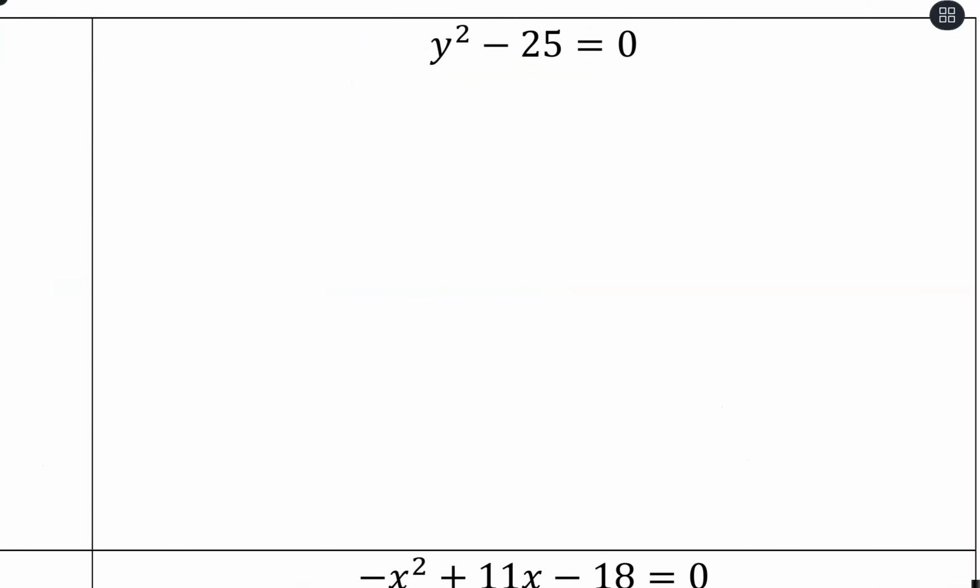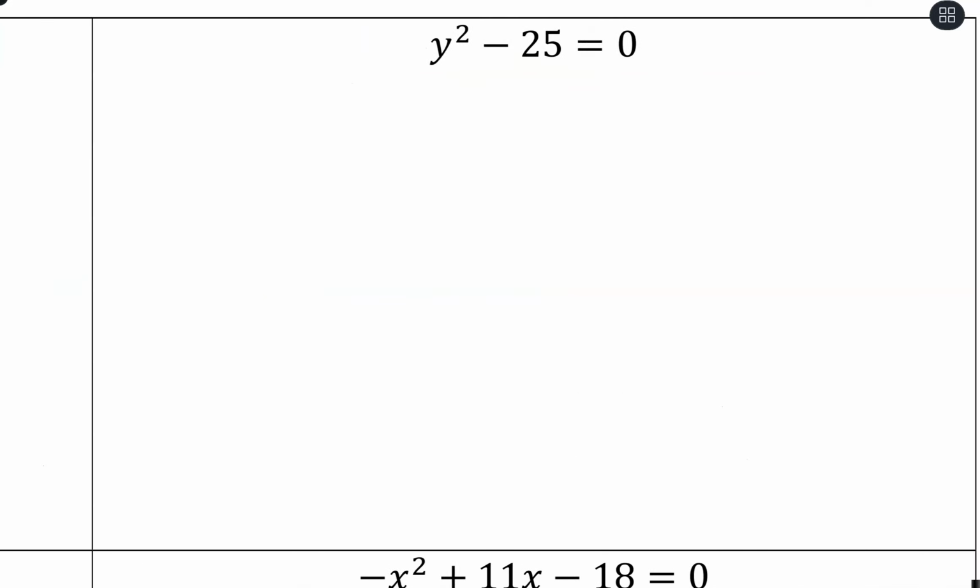Okay. This is a case where we do not have the bx term. So with this, I'm looking to use the square root method. There is a way of doing this with factoring. And in fact, maybe I'll split this in half so we can see it both ways. But let's take this y squared minus 25 equals 0. And what I want to do is get that y squared alone on one side of the equation. So I'm going to add 25 to both sides.